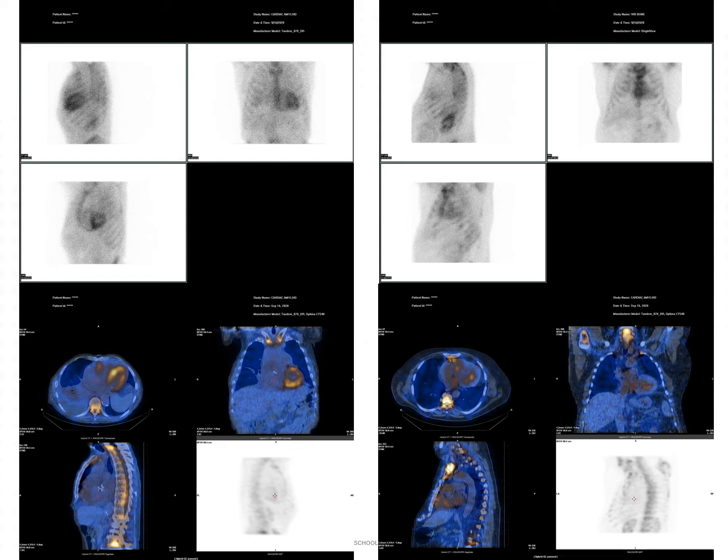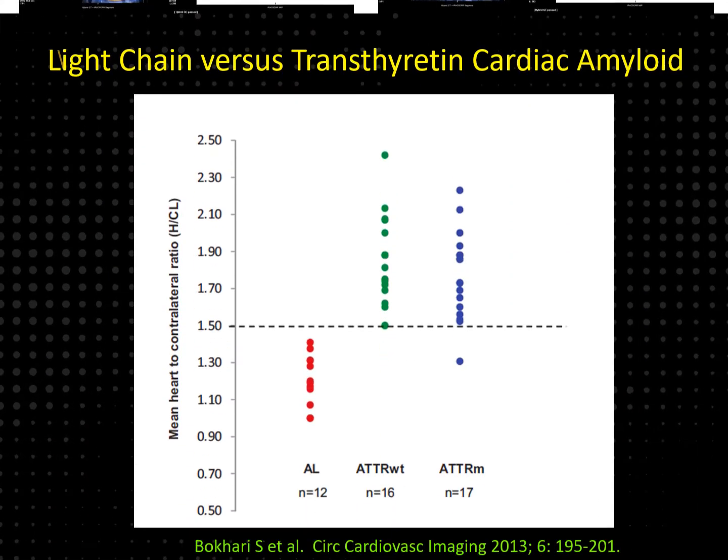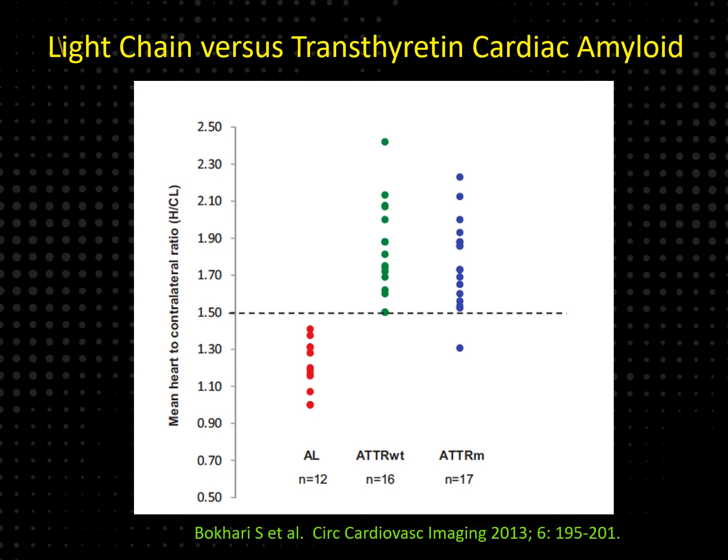And as you know, when you do a semi-quantitative evaluation of the heart to contralateral ratio, a ratio of more than 1.5 is highly suggestive of transthyretin cardiac amyloid disease, while in patients with light chain cardiac amyloid disease the ratio is most of the time, if not all the time, below 1.5. This is important, and the reason is shown on the next slide.